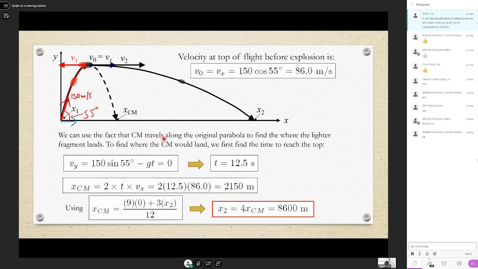Then we can use the fact that the CM travels along the original parabola to find where the lighter fragment will land. To find where the CM will land, we first need to find the time to reach the top. So from here, you fire up, how long do you take to reach the top? Kinematic problem. So we will use kinematic equations to solve this. This is from V equals U plus AT. Upward Y is positive. That's why A will change to minus g.